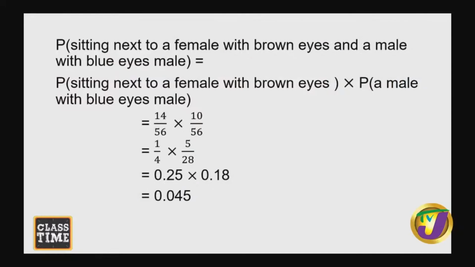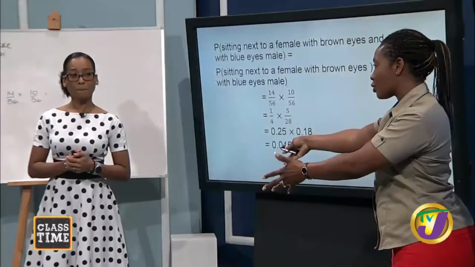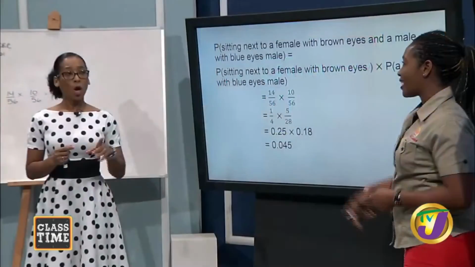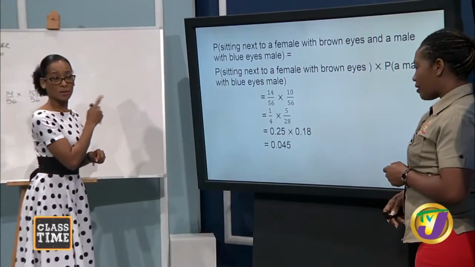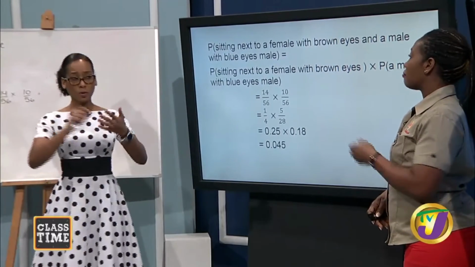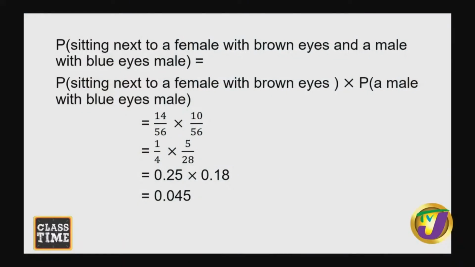So that is the probability of sitting next to a female with brown eyes and a male with blue eyes. Now remember, the plane has 3 seats. They could sit in the middle or the other 2 persons could sit over there, but it's possible. That's the probability for them sitting beside that combination. Out of the 56 passengers that they would have looked at, done their experiment, this would have been the probability. Exactly.